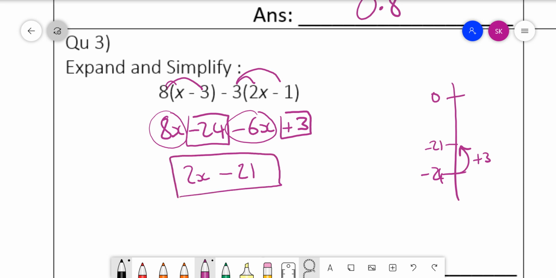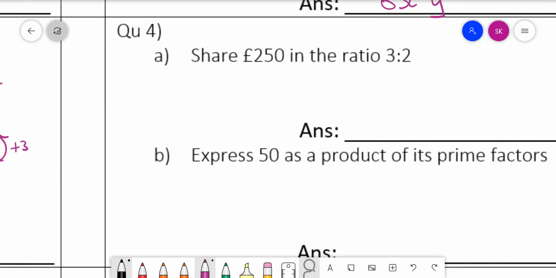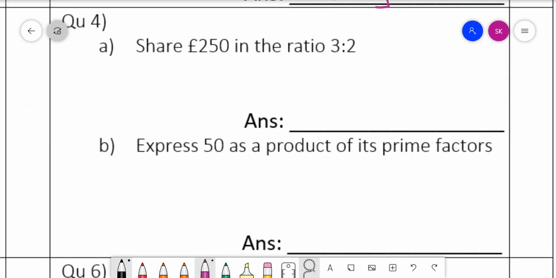Make sure you've written any purple pen notes that you need to and press play when you're ready to keep watching. Question 4. A. Share £250 in the ratio 3 to 2. Ratio questions, box method, write the total. Because 3 plus 2, what am I doing right there? 3 plus 2 is 5.